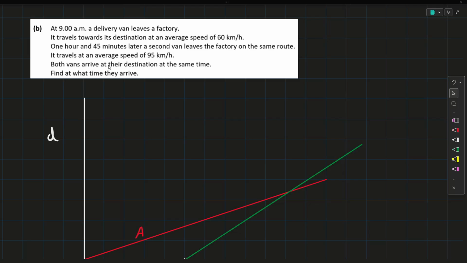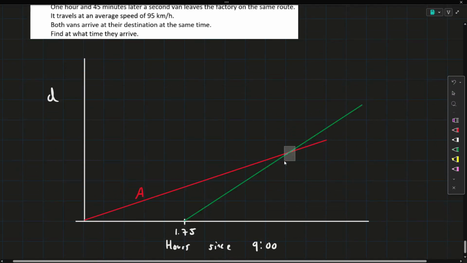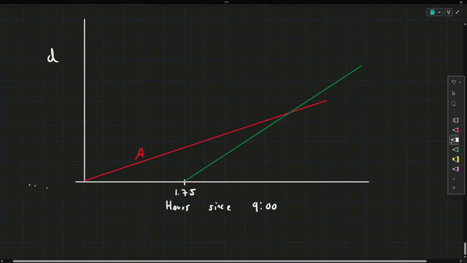So yeah. Then we have a question about distance, speed, and time. So we have one van going towards a factory at 60 kilometers per hour and another one going at 95, and the other one leaves an hour and 45 minutes later. So you could draw a graph and find out where the two lines intersect. What I'm going to do is basically the same thing, except I'm going to do it completely algebraically because it's a little bit faster.